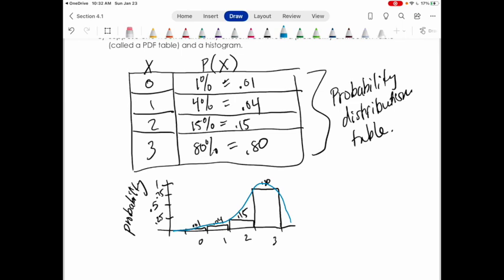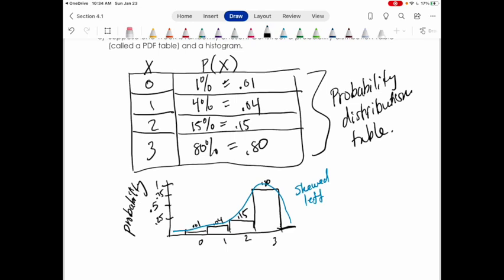If we look at the shape of this, just a quick review, if we imagine that we connect all the dots here, this is going to be skewed left. So now if I wanted to use this probability distribution to find a particular event, I have this all organized to do that. So let's say event A is the event that she attends class 0 or 1 day a week.